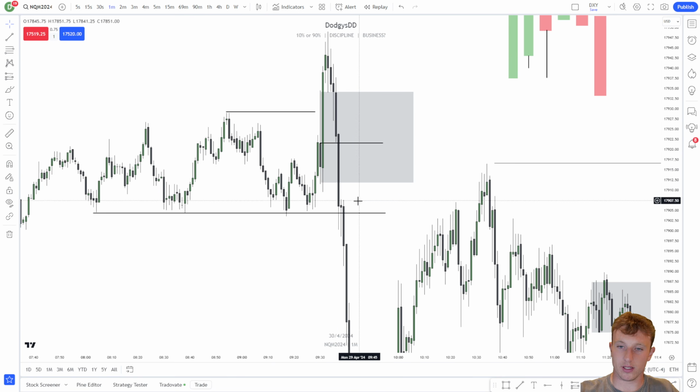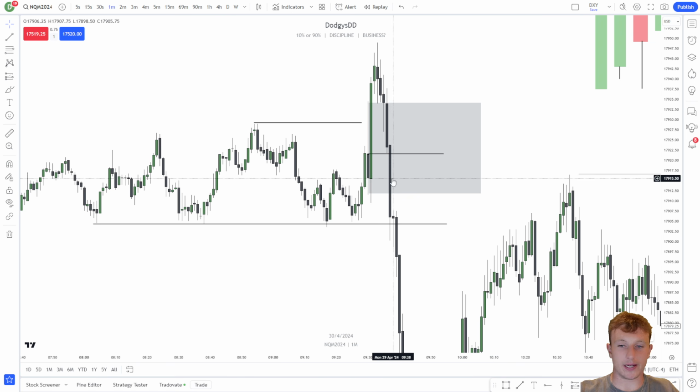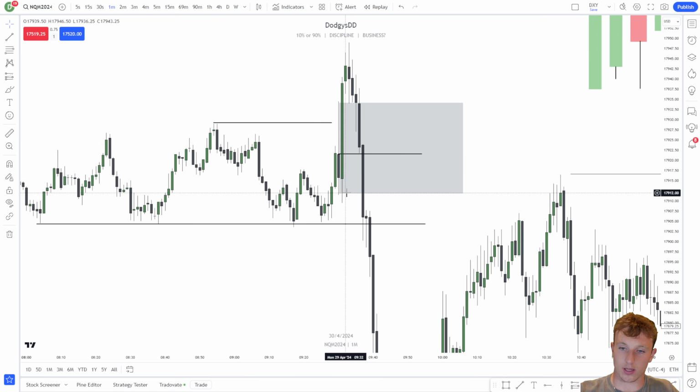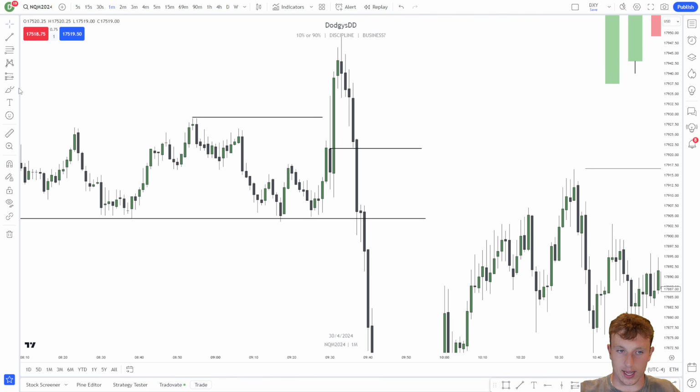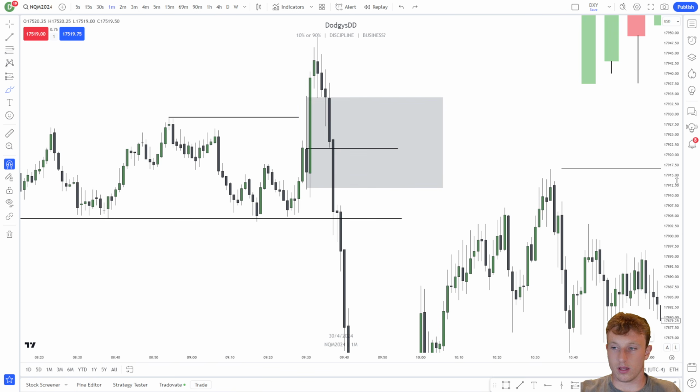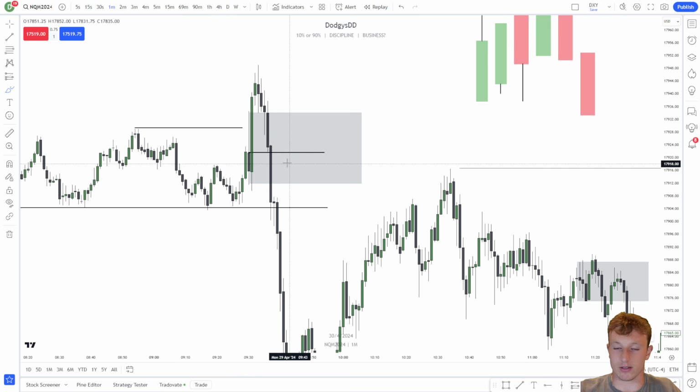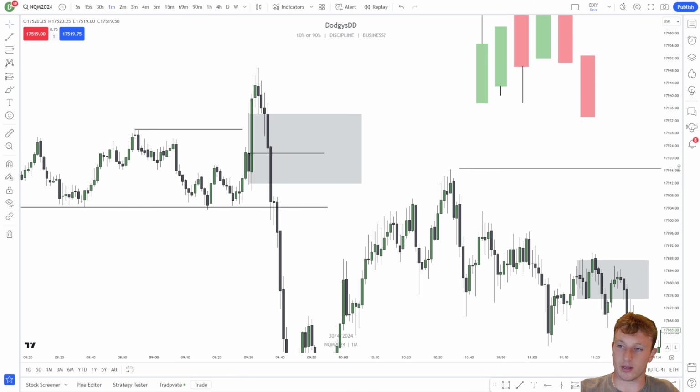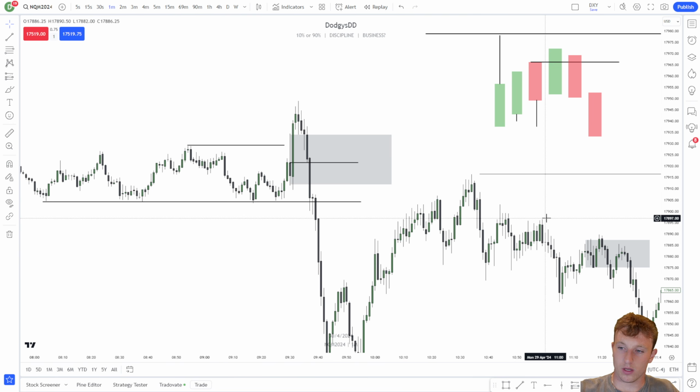So they see us break through this. Now, would this be a breaker block? The answer is no. Why? Because it's actually not a swing low. So I kind of tricked you guys here a little bit. This is not a swing low, so this would not be a breaker. It would just be an order block that was broken. And yeah, it does work, but it would not be a breaker technically.